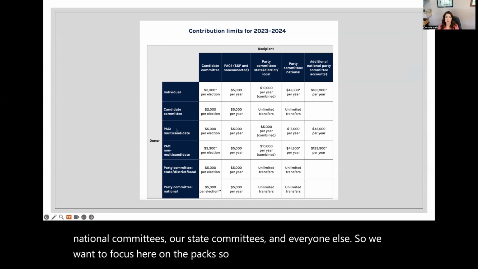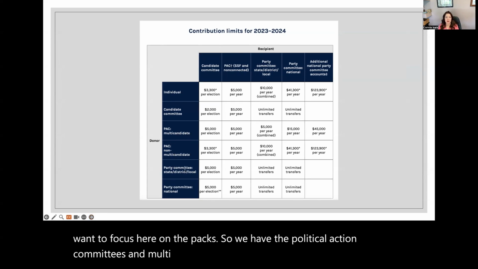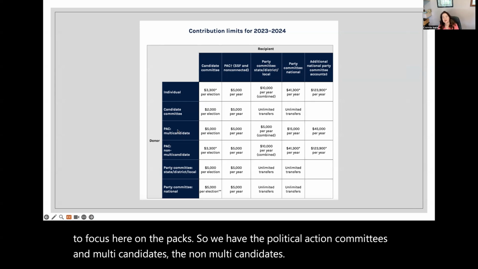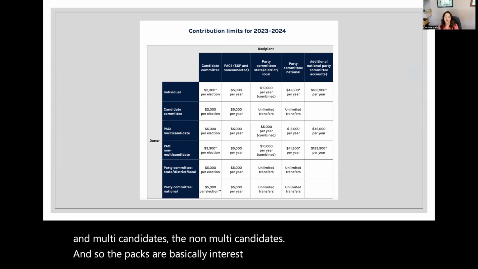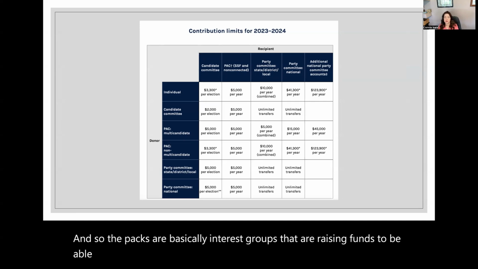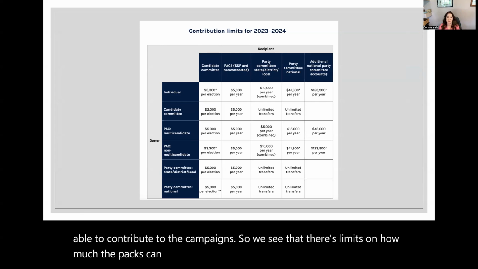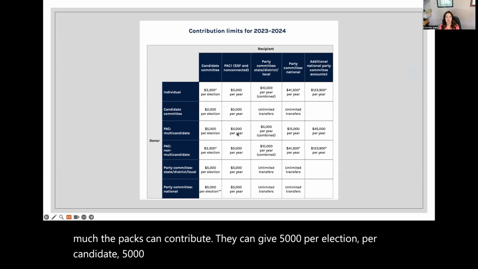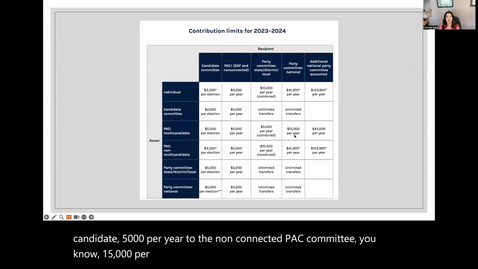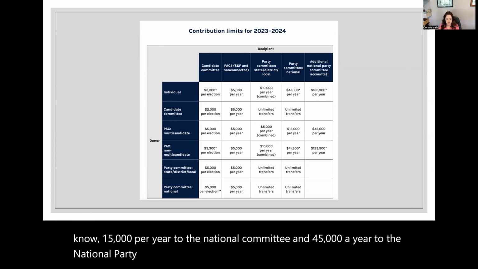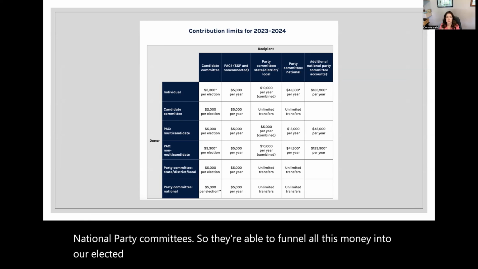So we have the political action committees, the multi-candidates, the non-multi-candidates, and so the PACs are basically interest groups that are raising funds to be able to contribute to the campaigns. So we see that there's limits on how much the PACs can contribute. They can give $5,000 per election for a candidate, $5,000 per year to the non-connected PAC committee, $15,000 per year to the national committee, and $45,000 a year to the national party committees. So they're able to funnel all this money into our elected officials trying to influence them.